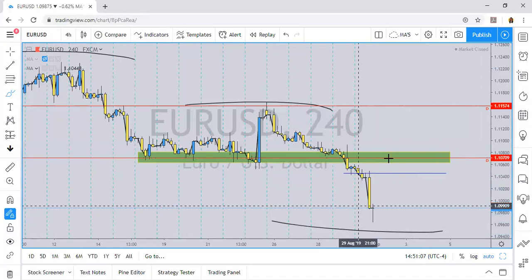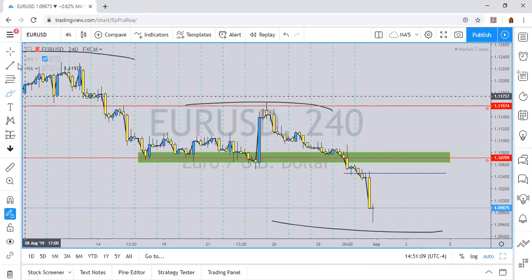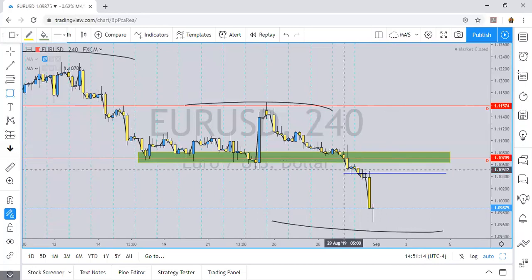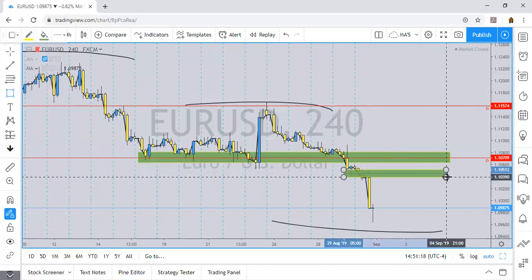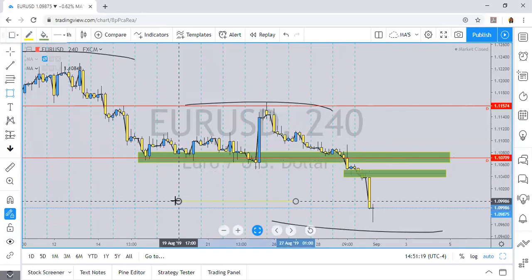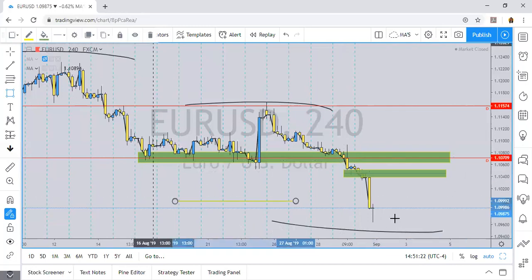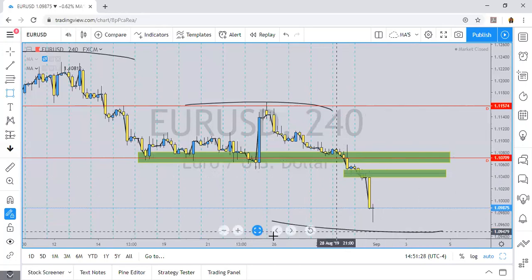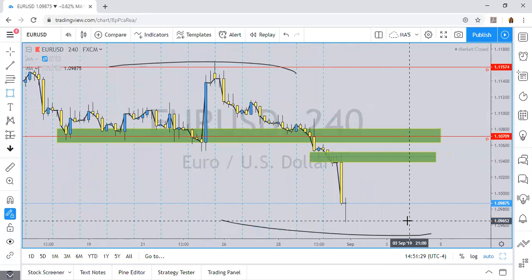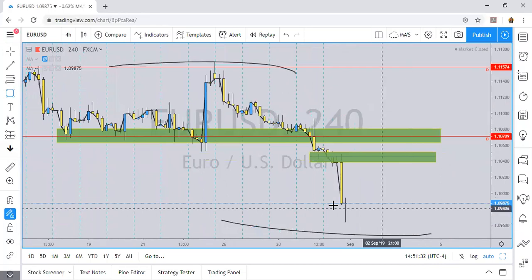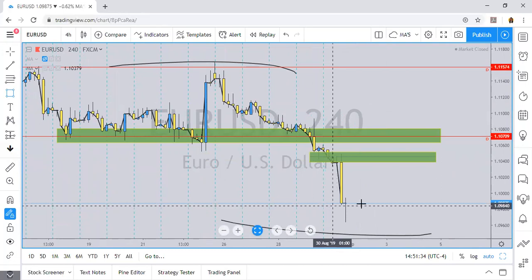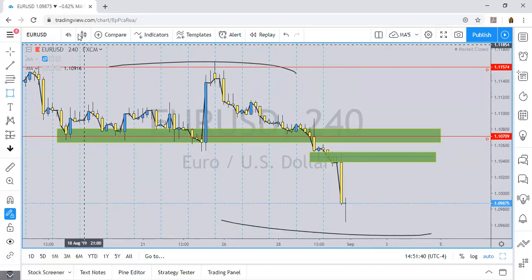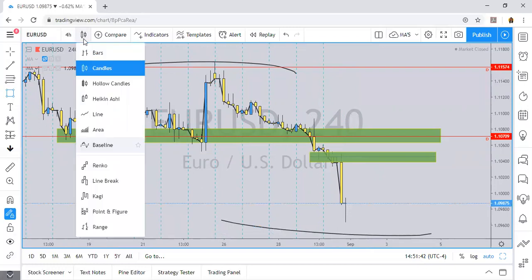But this area here, and also this area here, is where I expect price to reject those areas, because I'm seeing exhaustion already on the smaller time frames, just based off that candlestick.